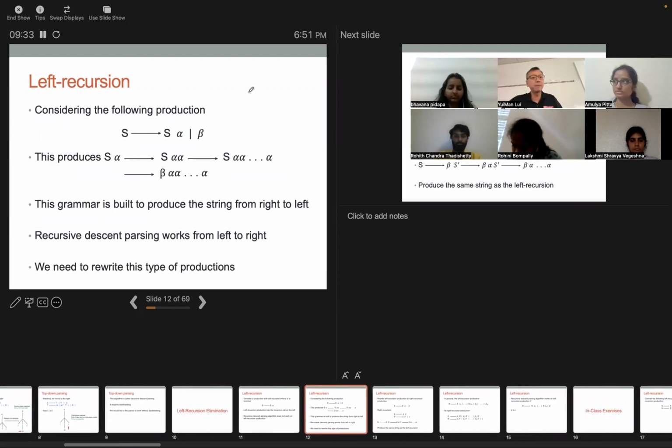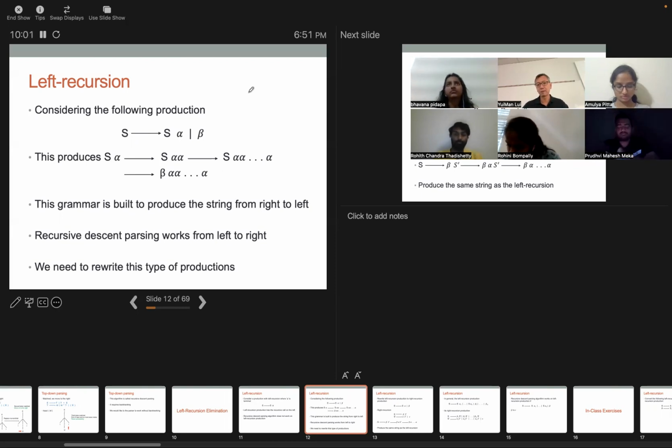So take a look at this example. S goes to S alpha or goes to beta. So this is a left recursion, right? Because the recursive call is on the left. But before we try to rewrite it, we need to understand what it generates first. What does this production generate? So you can choose beta, right? And it will be 1 beta. That's it.